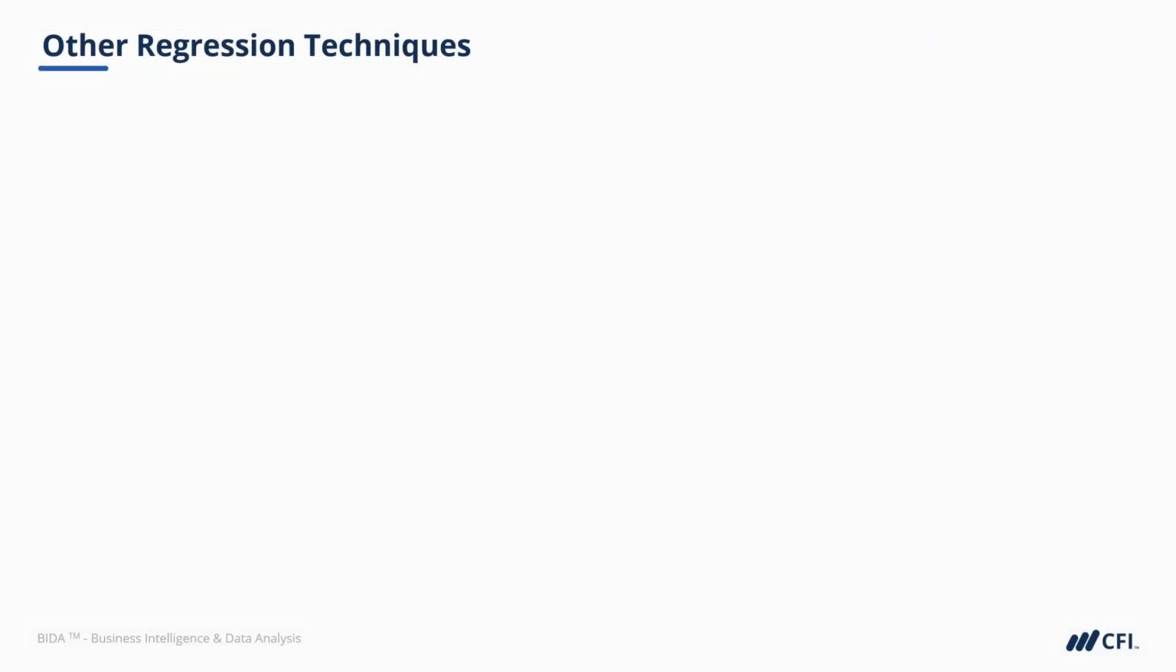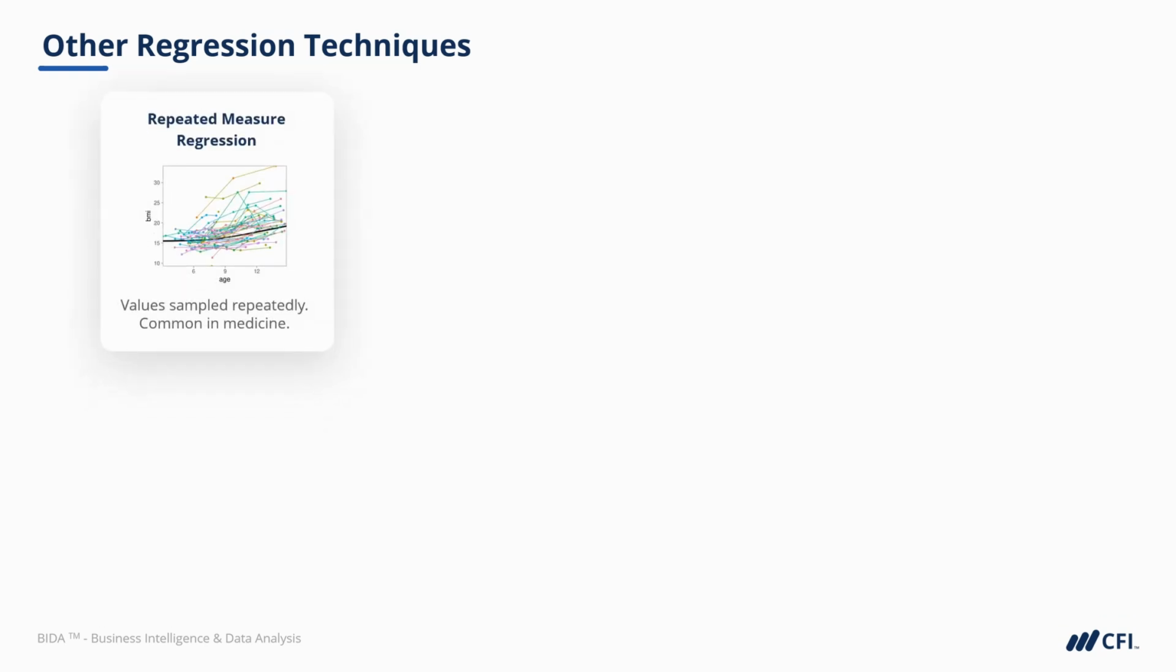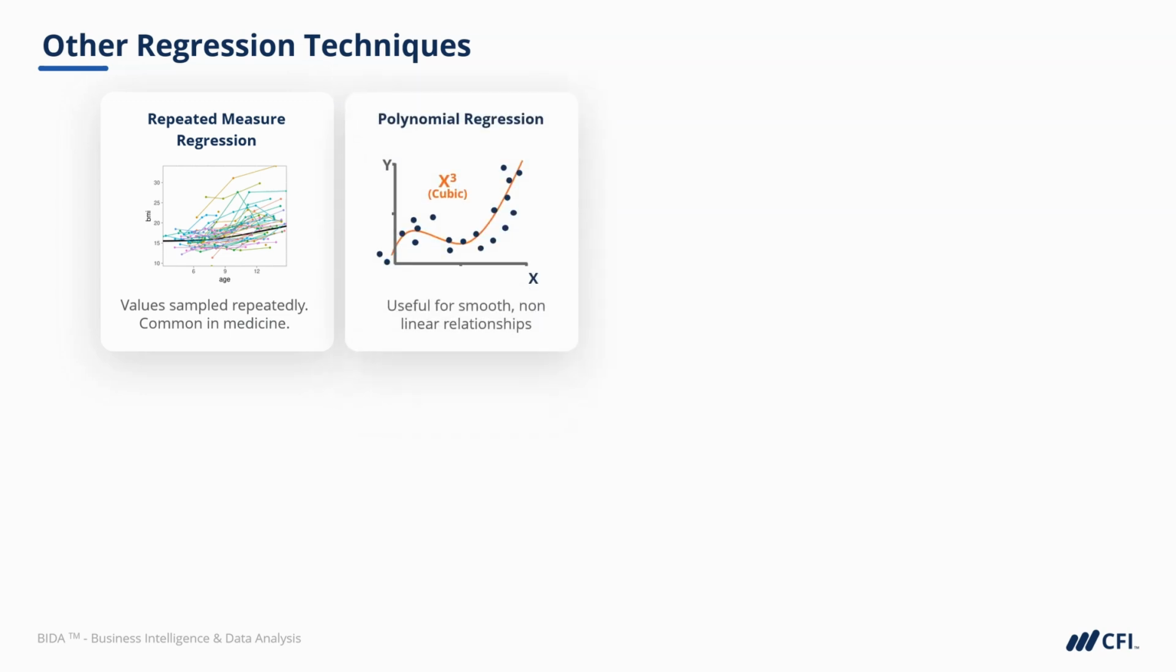Let's take a look at some more advanced regression techniques beyond linear regression. The first one we have here is repeated measure regression, which is where values are sampled repeatedly. This often happens in medicine where a patient may have the same measurement taken at regular intervals. We have polynomial regression, which is used to create smooth, non-linear relationships. The higher the power that x is raised to, the more complex we can make this relationship.